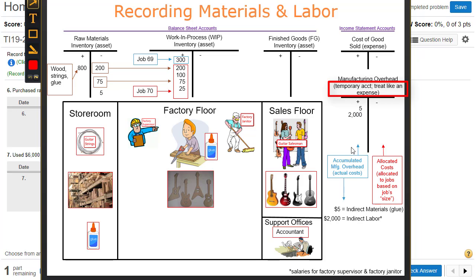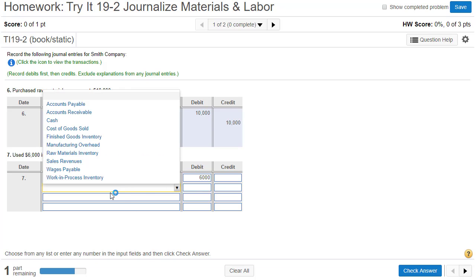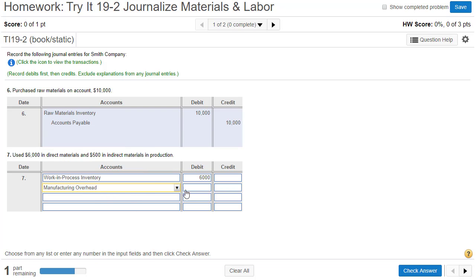So anytime we debit this account, what we're doing is accumulating manufacturing overhead. These are the actual costs. The only time you lower the account is when we allocate some of these manufacturing overhead costs to specific jobs based on the job size. So we're going to accumulate them on the left side, and then later on in the chapter, we're going to allocate them to jobs. But right now, we just need to accumulate the cost of these indirect materials, and we're going to put them on the plus side, the debit side of manufacturing overhead. And the amount was $500.